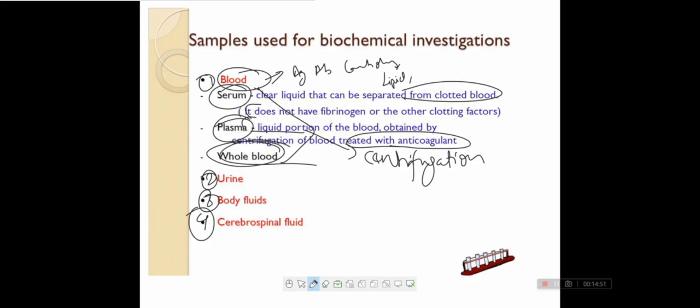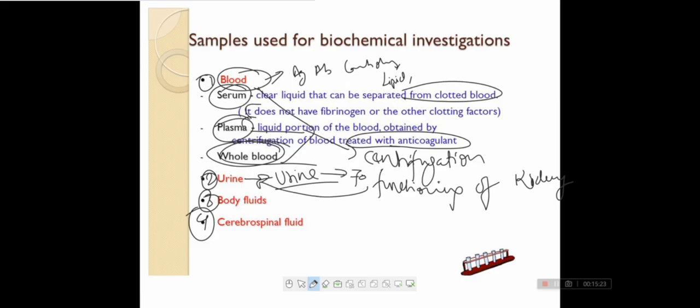Next is urine. To know the functioning of the kidney, whether kidney function is proper or not, the urine sample is taken.